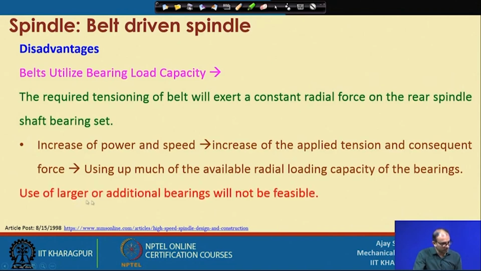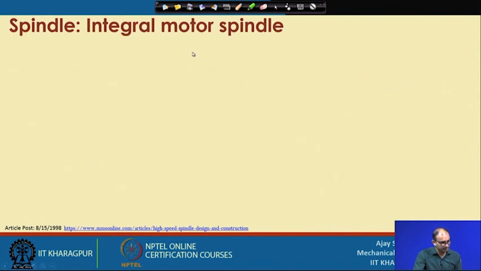Use of a larger or additional bearing will not be feasible, because if you want to avoid this, you either change this bearing or add additional bearings, but you know that within that system you do not have that much space for making changes. So, this is one of the disadvantages of the belt driven spindle.